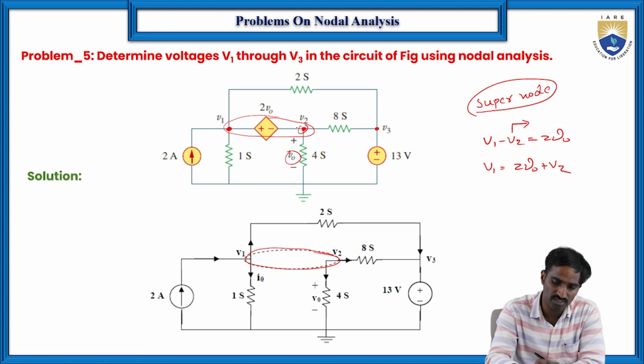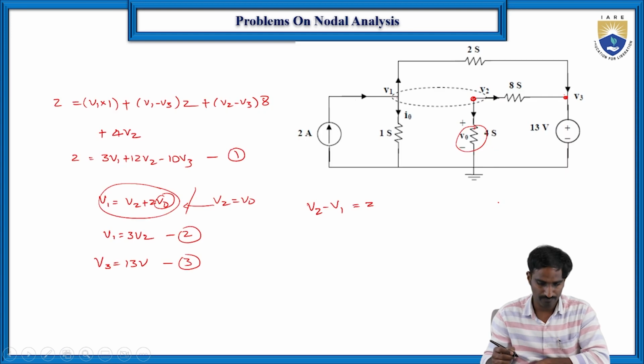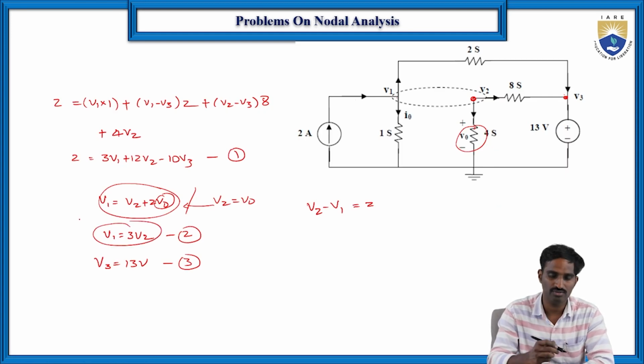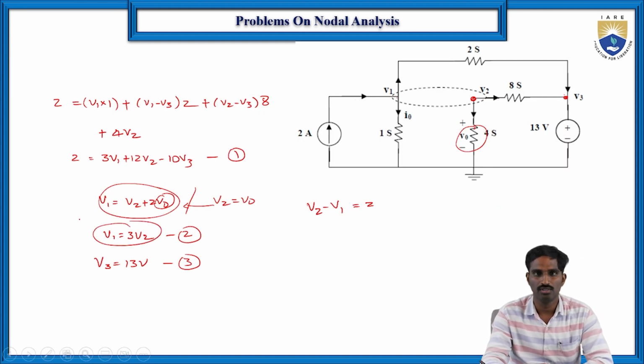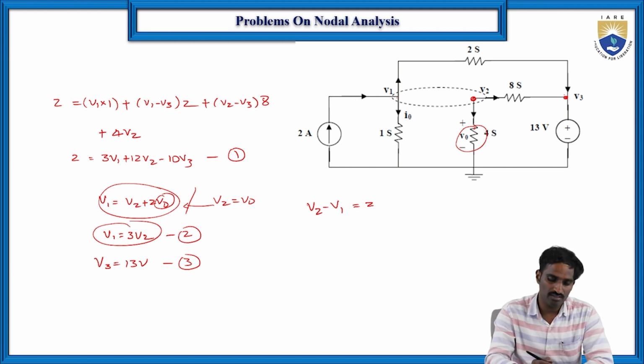Here V0 is nothing but V2, because we have already considered the potential as V2. So that's why 2 into V2 plus V2 into V1. So here V1 is equal to 3 into V2, right? That is how we got the value V1 is equal to 3 into V2. Then let us consider this as equation number 2 and equation number 3.